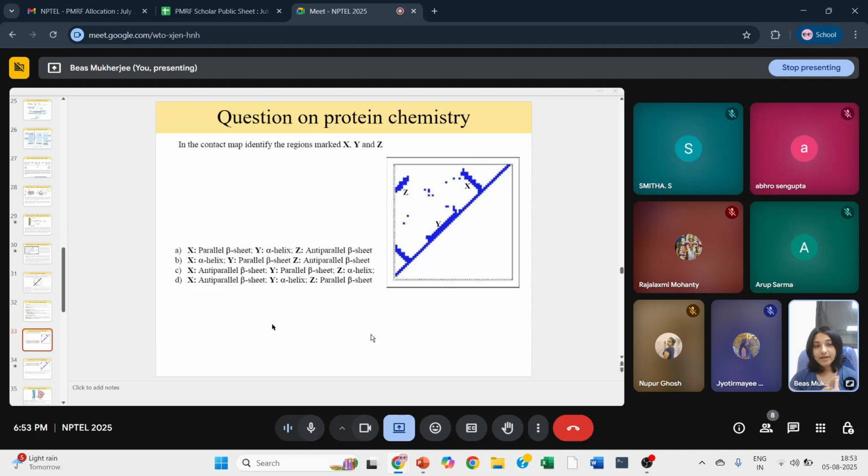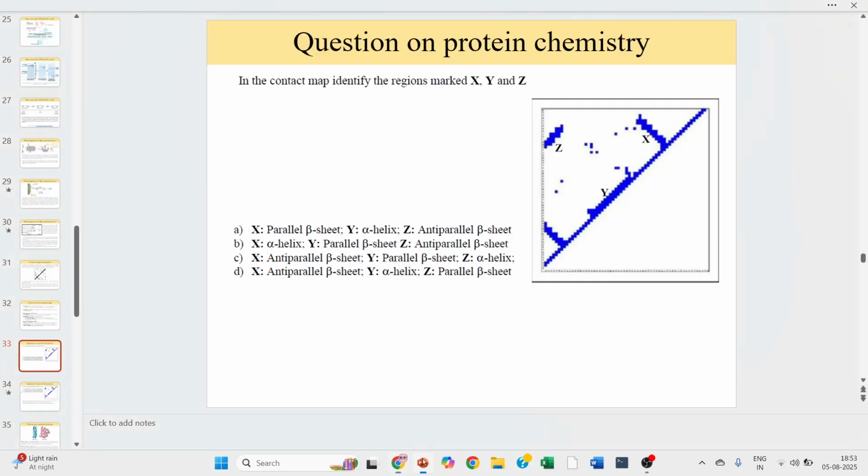One is along the diagonal. Which one is that? Alpha helix is along the diagonal. Your parallel beta sheet is parallel to the diagonal, and antiparallel beta sheet is perpendicular to the diagonal. So which one do you think is which? You should be able to answer. It's not very difficult. Try.